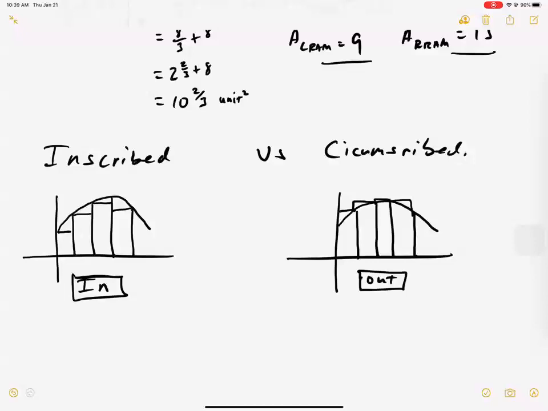Now, the cool thing is that if I do inscribed, I know this is going to be an under approximation. If I do circumscribed, I know for sure this is going to be an over approximation.